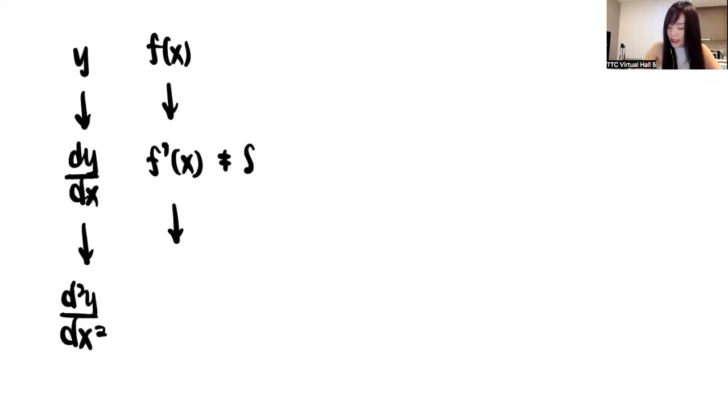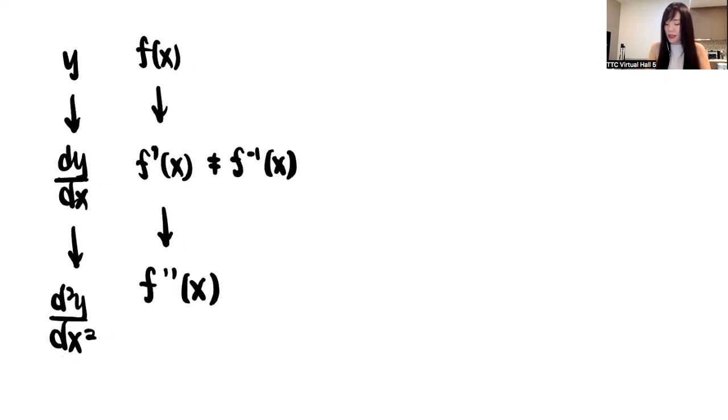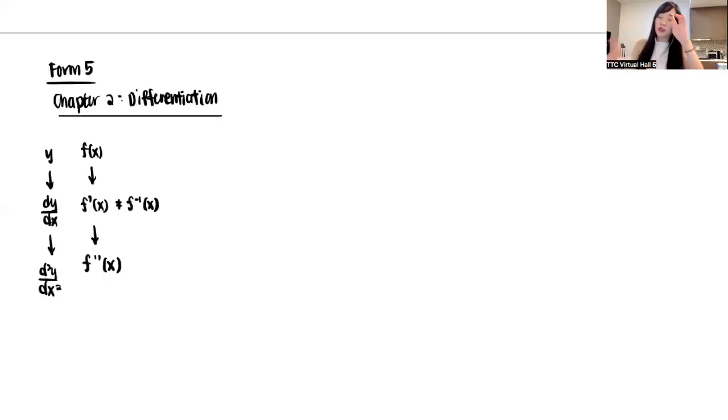It's not power negative one because power negative one is actually under Form 4 Chapter 1, which is a function. So apostrophe is differentiation. Power negative one is inverse function, okay? So fx differentiated one time is called f prime x. Differentiate one more time, we call it, very good, Apelia, f prime prime x. So maximum only differentiate 2 times.